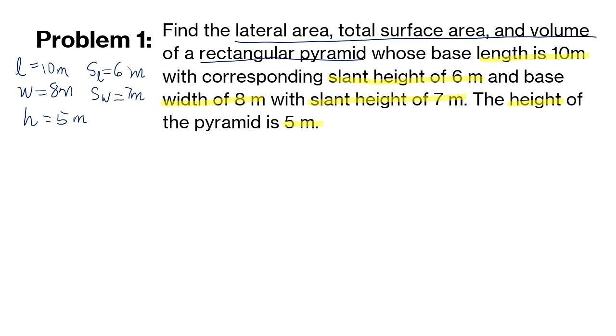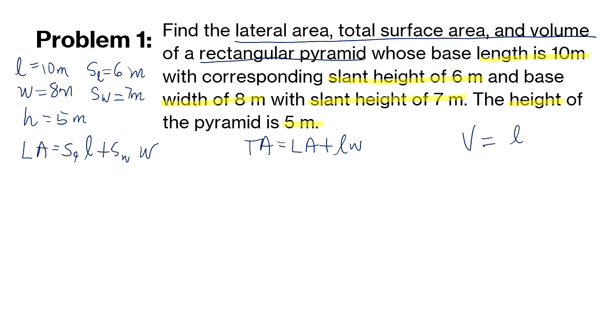Since this is a rectangular pyramid, our formulas are the following. For lateral area, we have slant height of the length times length plus slant height of the width times the width. For our total area, we have lateral area plus length times width. And to solve for volume, we have length times width times height divided by 3. Now let us solve each one.